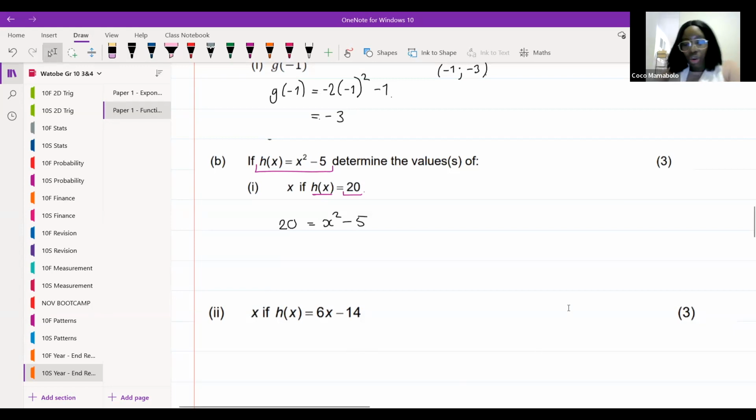All right, yes, good. It's not just going to be -5. It's not just going to be +5. It's going to be both. All right, let's see how we actually get to that answer.